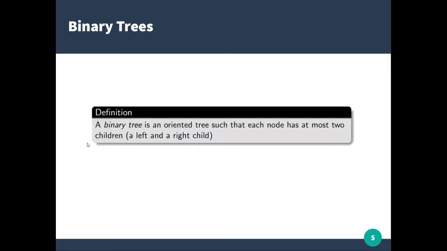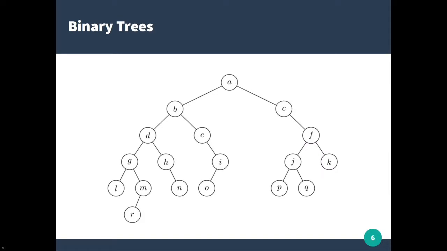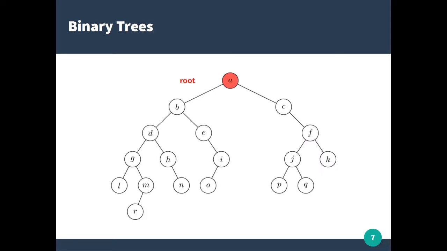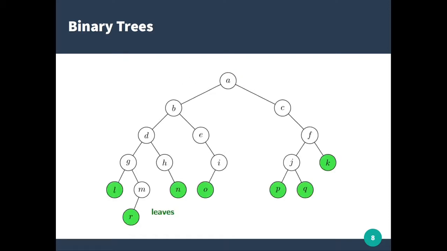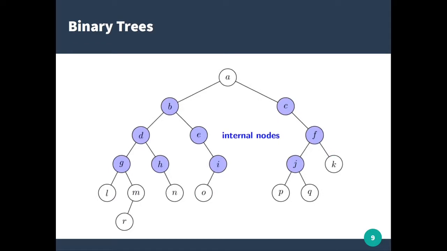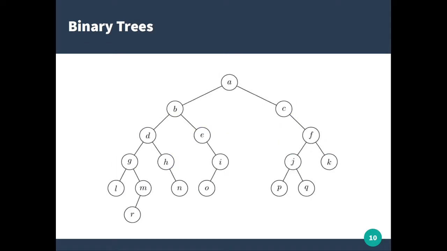So, the official definition for binary tree is an oriented tree such that each node has at most two children, a left and a right child. So, here is a larger example. A is the root. The other ones, the green ones, are leaves, because these nodes have no children. That's why we call them leaves. And all the other nodes are called internal nodes.